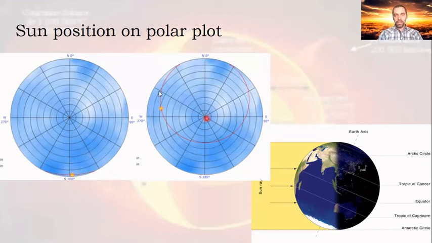On the second picture, when it is summer on the North Pole, the sun is all the time above the horizon, so there are 24 hours of sunshine here.